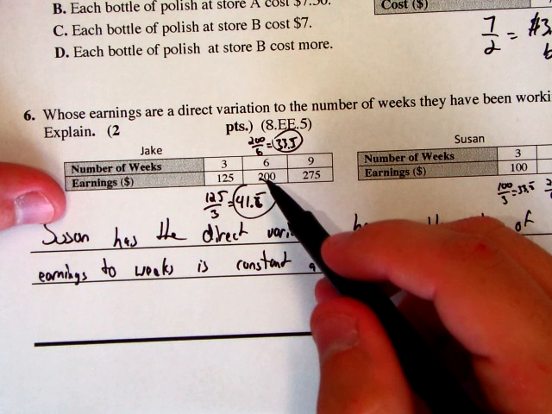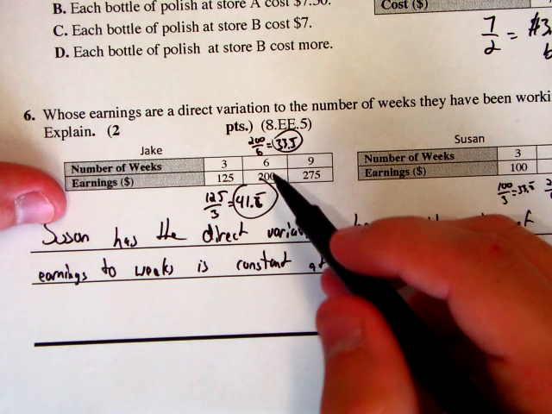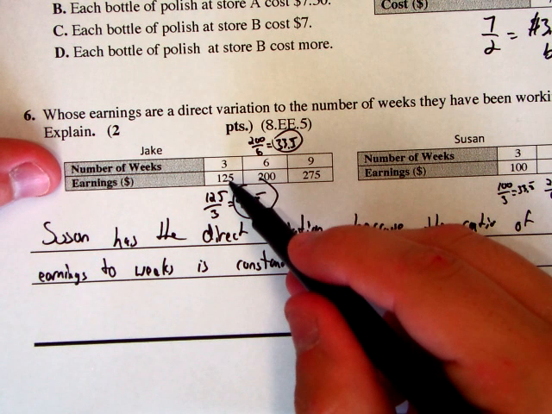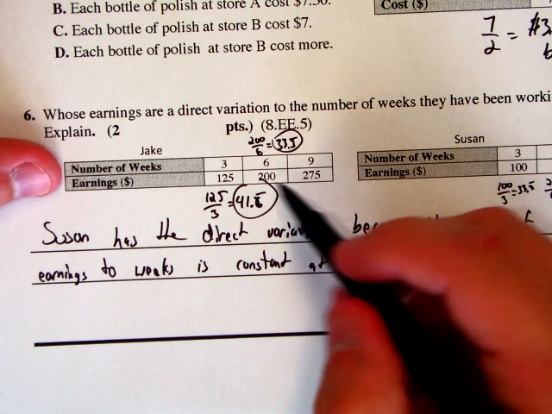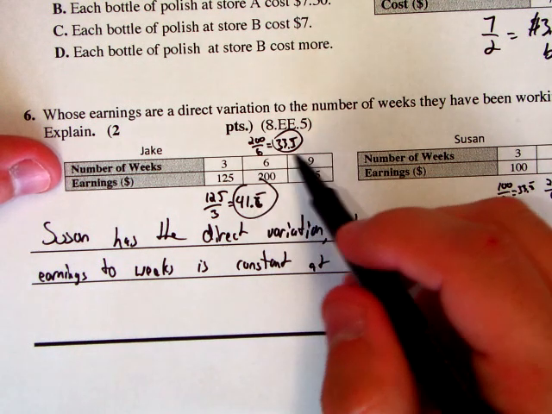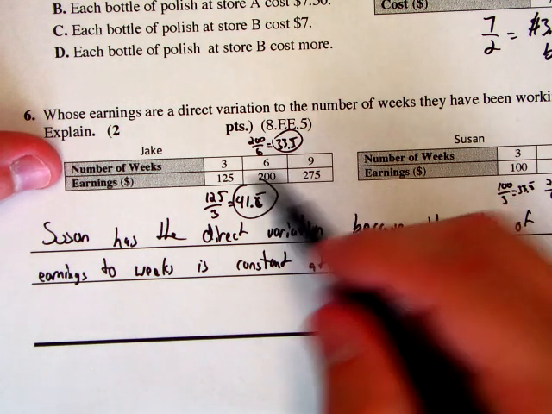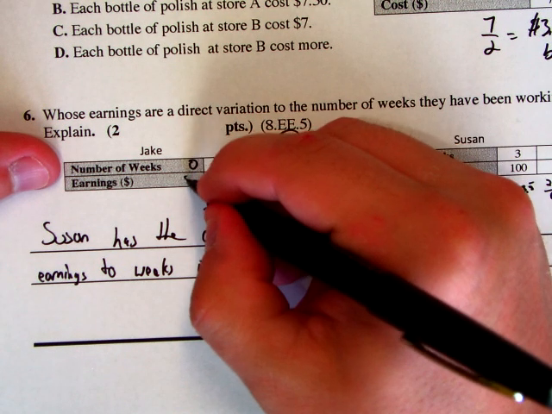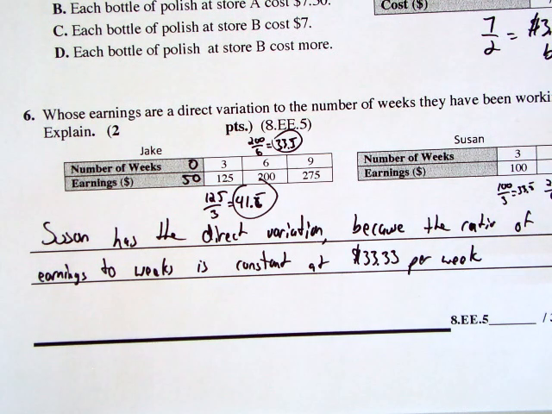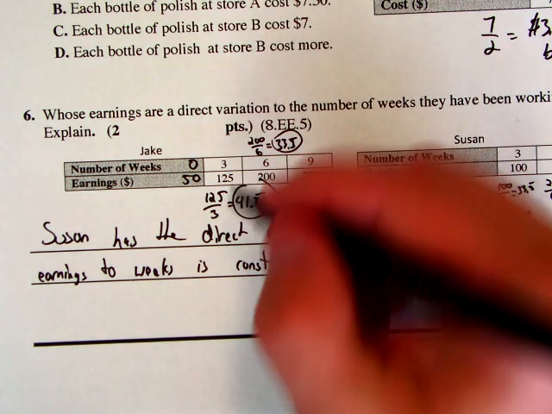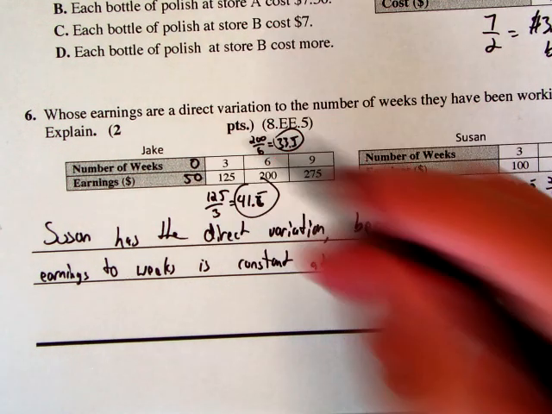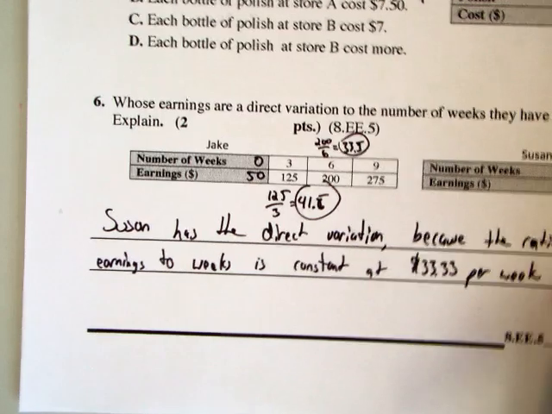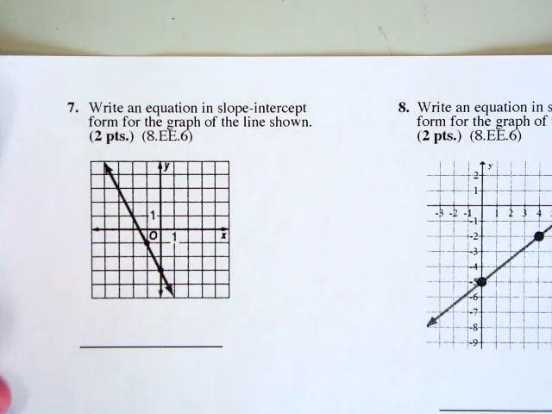Jake may still be earning the same amount per week, because here to here is 75 for every 3 weeks, so it'll be 25 per week as far as the slope goes, but it's not proportional. Because if we were to continue this, here would be 0, and we'd be at 50. And if this was a direct variation, both numbers should be 0 here. So, number 7 and number 8 on the next page, writing equations from a graph.